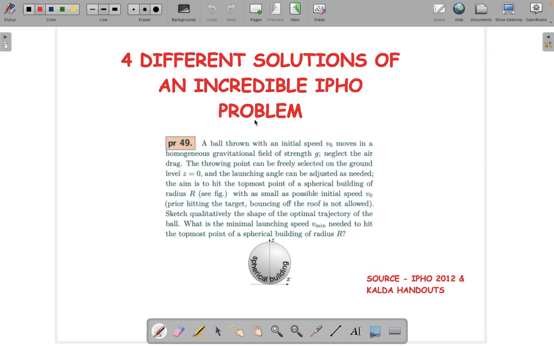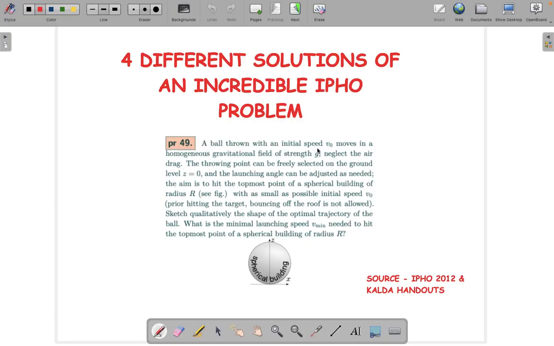So I would urge everyone to first of all solve this problem by themselves and then proceed to the video for the exact solutions, which are four different solutions. So चलिए सबसे पहले इस क्वेश्चन को रीड करते हैं. This is question number 49 from CARTA handouts.